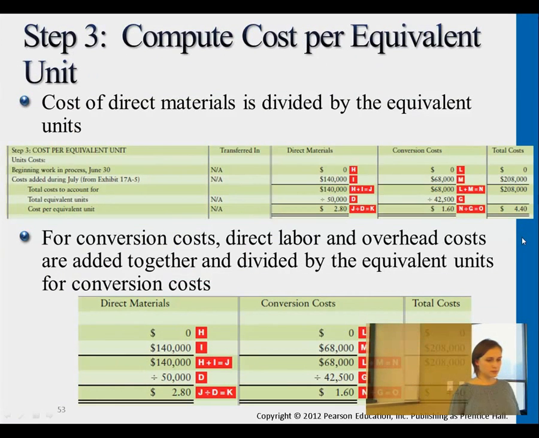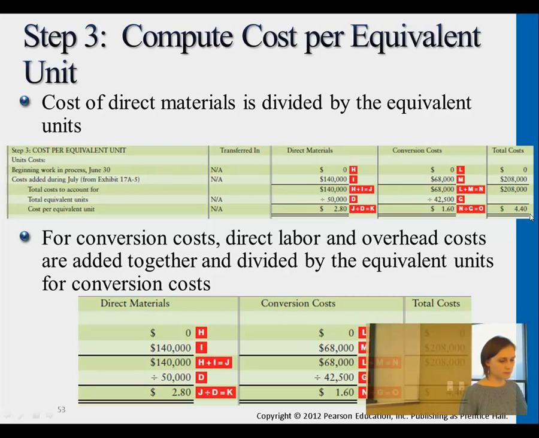Okay, again, asking who's not lost. You're good? Yeah? That's why I'm spending time on it, because there are many calculations. We'll start 18.